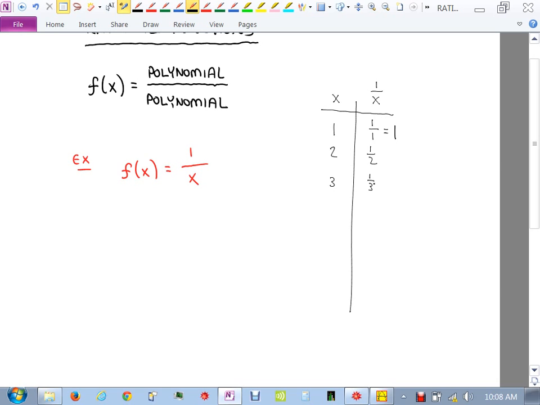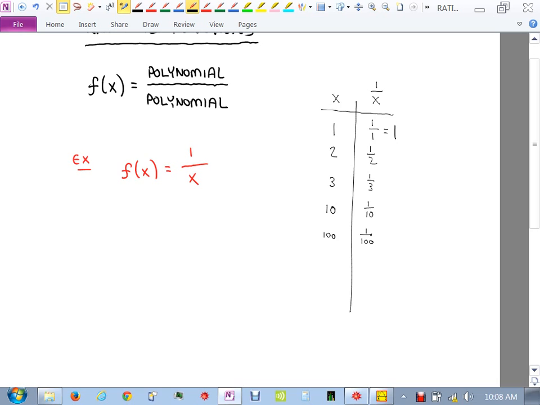Now I could get these as decimals, couldn't I? Do y'all see what I'm doing? Okay. We kind of see what's happening. Let me go out to 10. How about if I plug in 10? 1 over 10. All right, let's go way out. How about 100? 1 over 100.